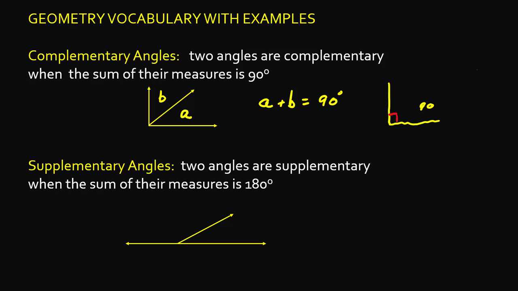Supplementary angles are two angles whose sum is 180 degrees. So if this is A and this is B, we would write A plus B equals 180 degrees. And just as a reminder, a straight line has 180 degrees.